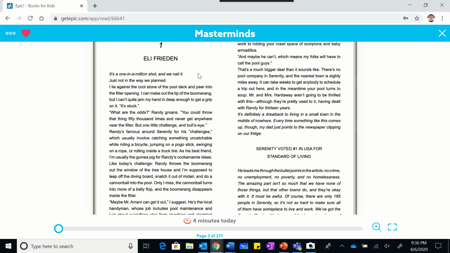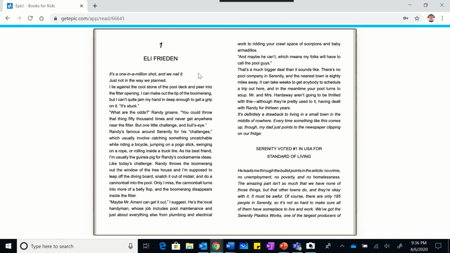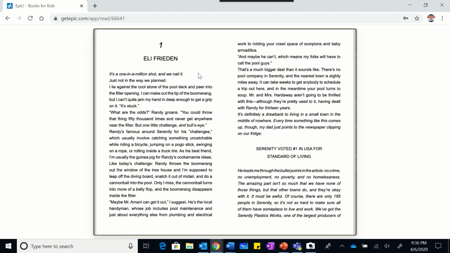It's a 1 in a million shot, and we nail it. Just not in the way we planned. I lie against the cool stone of the pool deck and peer into the filter opening. I can make out the tip of the boomerang, but I can't quite jam my hand in deep enough to get a grip on it. It's stuck. What are the odds? Randy groans. You could throw that thing 50,000 times and never get anywhere near the filter, but one little challenge and bullseye. Now, Randy's famous around Serenity for his challenges, which usually involve catching something uncatchable while riding a bicycle, jumping on a pogo stick, swinging on a rope, or rolling inside a truck tire.